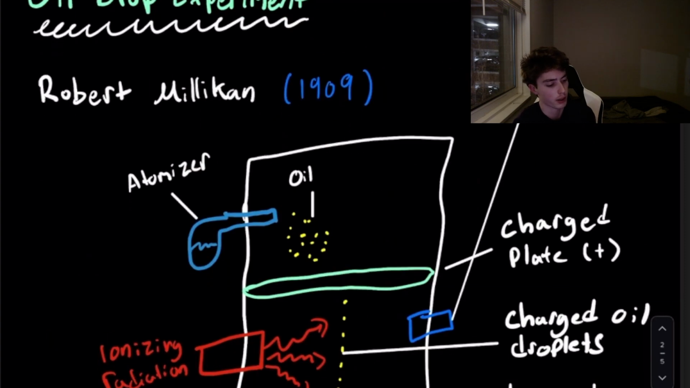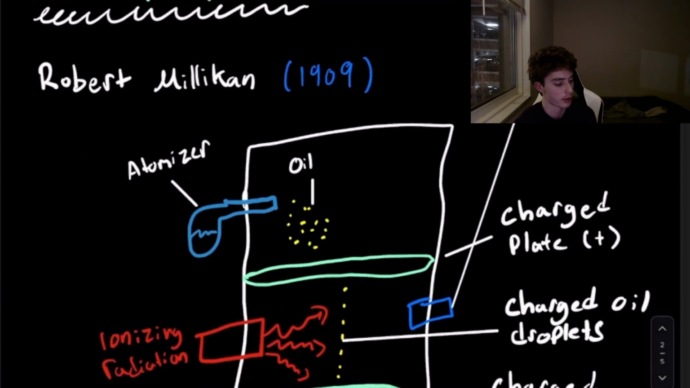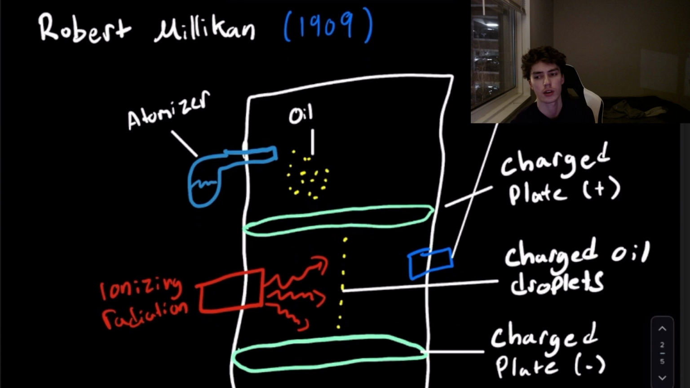Now, this was done by Robert Millikan in 1909. Essentially, this is something that he did in order to calculate the charge of an electron, right? The exact charge of an electron. What ended up happening is the setup consisted of a chamber. He had a chamber with an atomizer, which he sprayed oil droplets in.